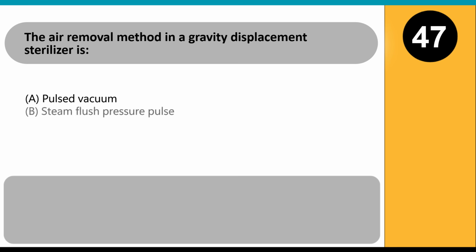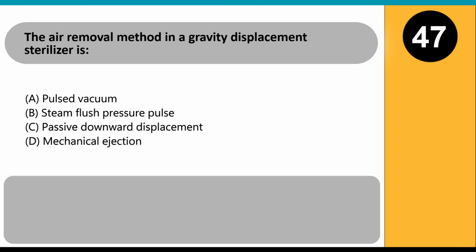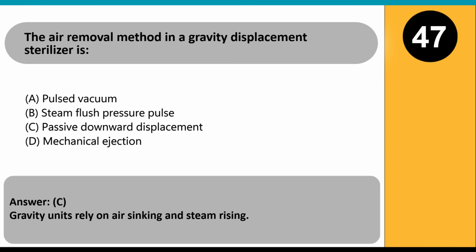The air removal method in a gravity displacement sterilizer is A. Pulsed vacuum. B. Steam flush pressure pulse. C. Passive downward displacement. D. Mechanical ejection. Answer: C. Gravity units rely on air sinking and steam rising.